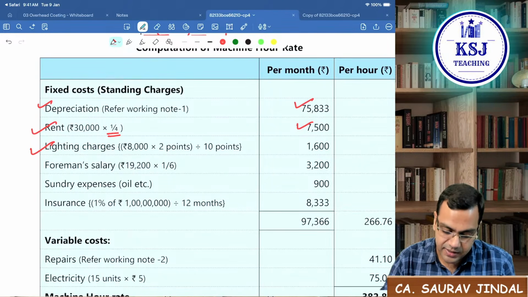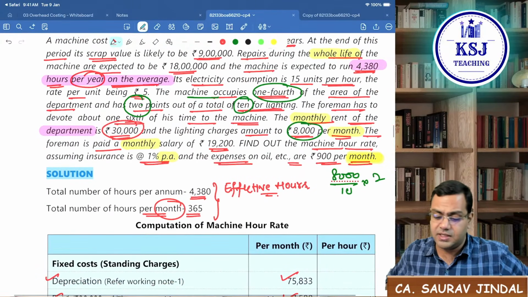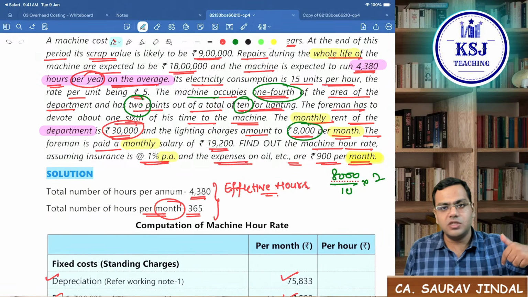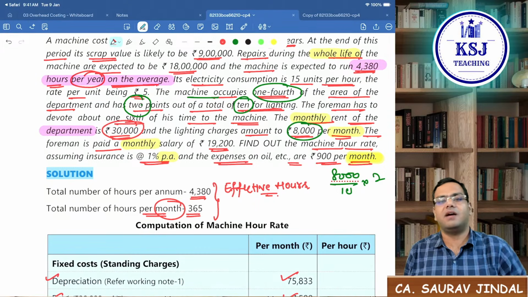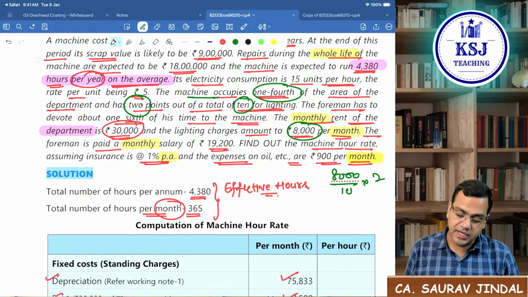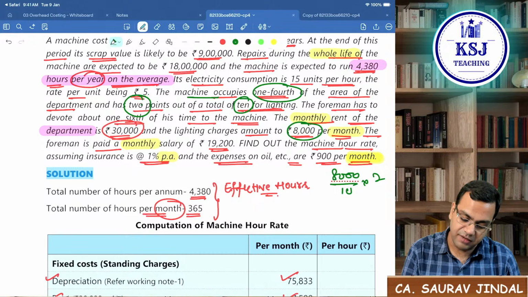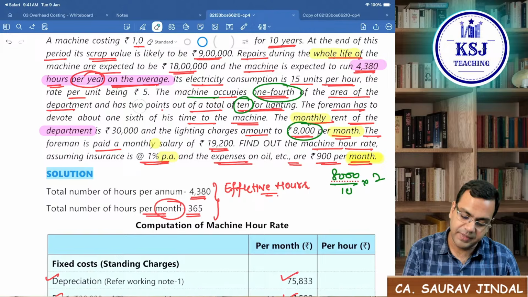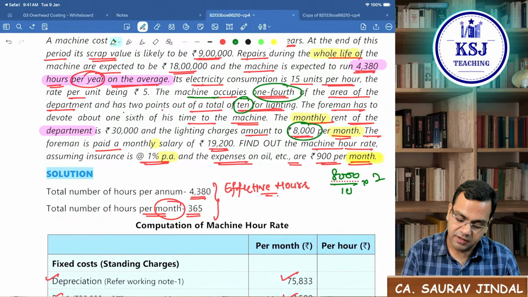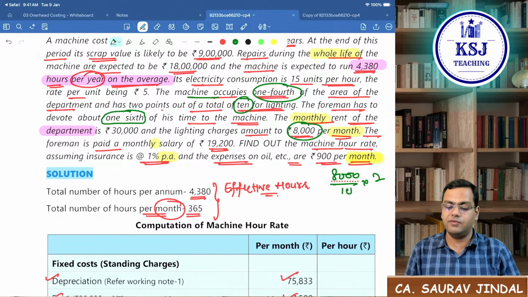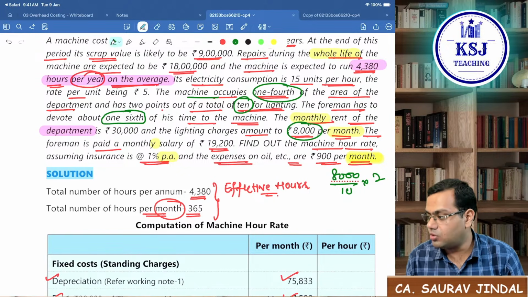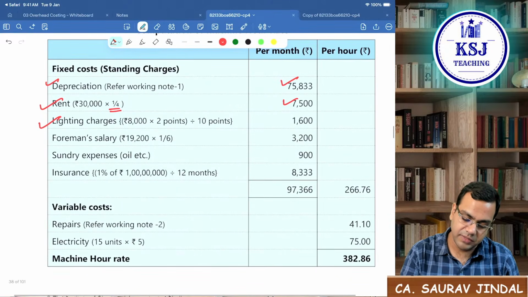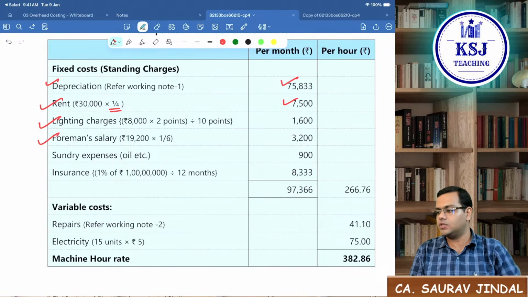Next, foreman salary. Now the foreman is paid a monthly salary of 19,200. Is the foreman being paid salary only for this machine? No, sir. The foreman is looking after all the machines. So for this machine, it is given that the foreman is devoting 1/6 of his time. So out of the total salary, 1/6 we will take it for this particular machine. So foreman salary will be 1/6 of 19,200.